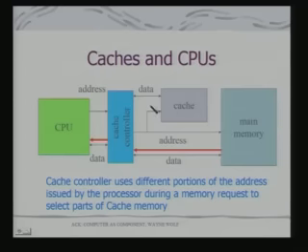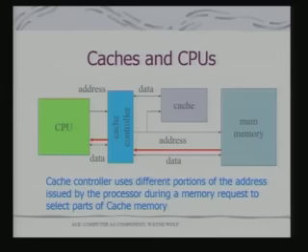When you get the data in the cache, we say it is a cache hit. When you don't get the data in the cache, it is a cache miss. When it's a cache miss, obviously the processor is not accessing data or an instruction in a single clock cycle, and therefore we say that when we use cache, the performance of the processor is not completely predictable. The cache controller uses different portions of the address issued by the processor during a memory request to select parts of cache memory, and how it uses these addresses depends upon the organization of the cache that is being adopted.